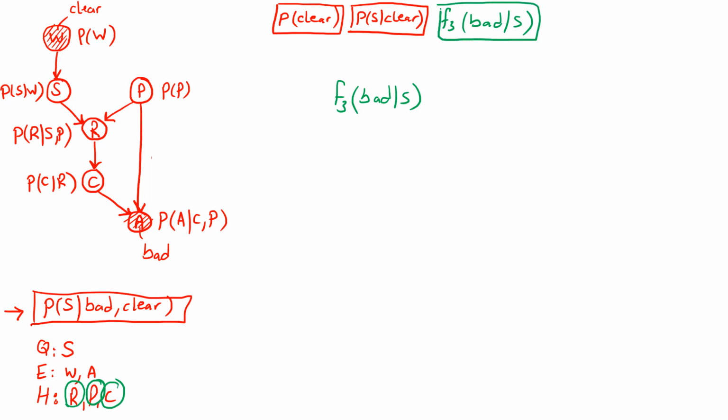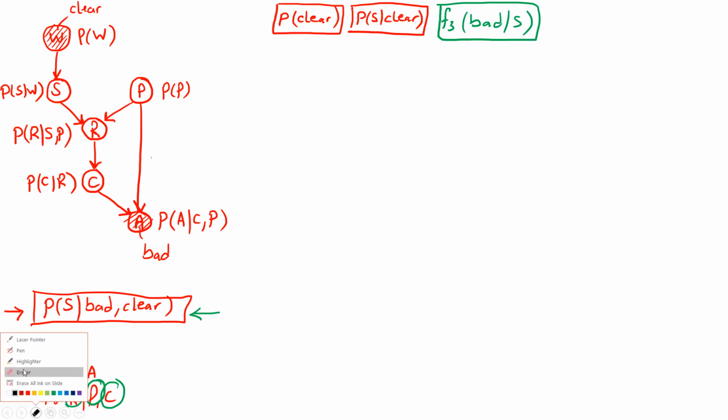I will skip questions 4 and 5. They are really straightforward. Now question 6 is, I want now to do this step. Because we have eliminated all the hidden variables, now we are ready to compute the value that we want, which is P of S given bad and clear. How can I do it? How can I get this probability?